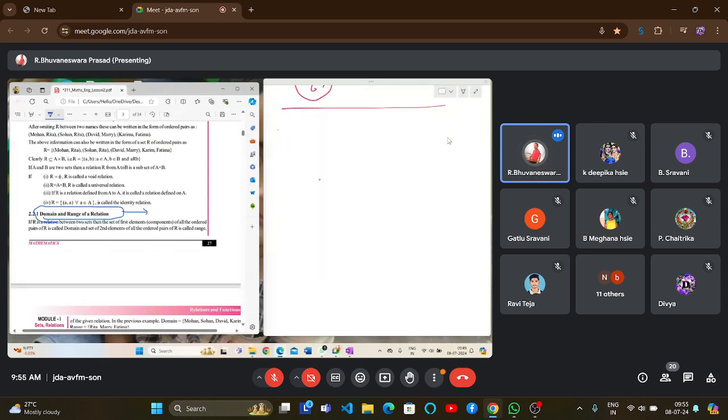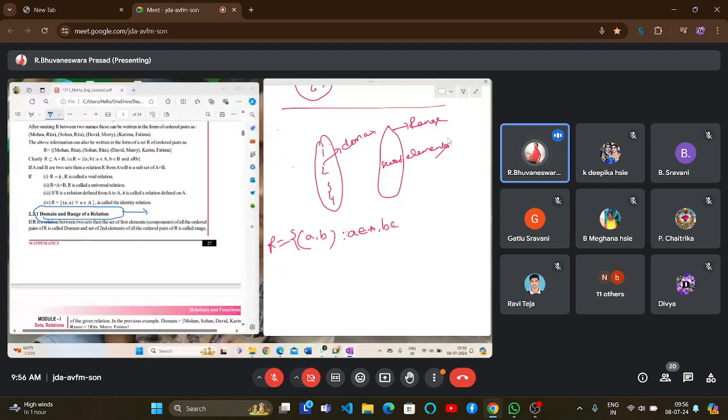So domain and range. So domain means in every ordered pair, the first elements are called the domain. In every ordered pair, the second elements are called the range. So every ordered pair, nothing but, R equals the set of (a, b) such that small a belongs to capital A and small b belongs to capital B. And a relation is any relation between A and B elements.